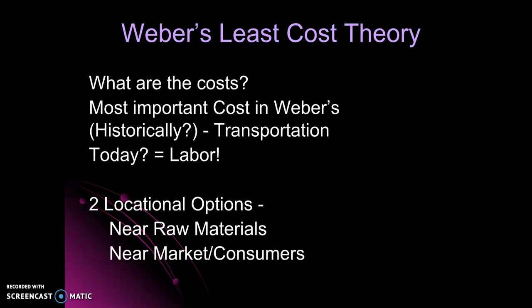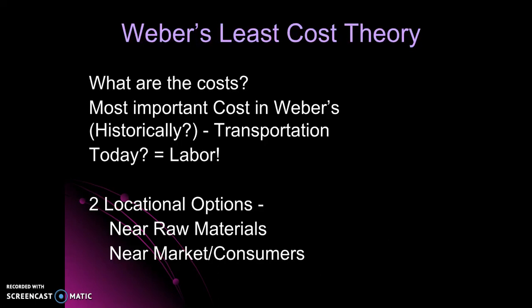Weber's least cost theory, he's talking about what are the costs. And in Weber's least cost theory, the most important costs were transportation. And historically, Weber's theory was an adequate and exemplary understanding theory of how does a manufacturer decide where to locate his or her factory. And at his time, when he created this model, transportation was the most important cost. When we look at most manufacturing today, for most manufacturers today, labor is the most expensive cost.